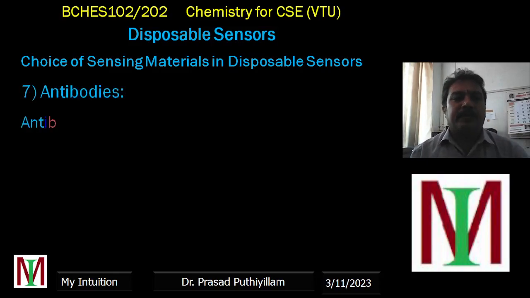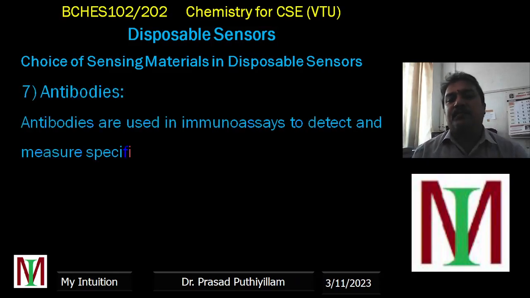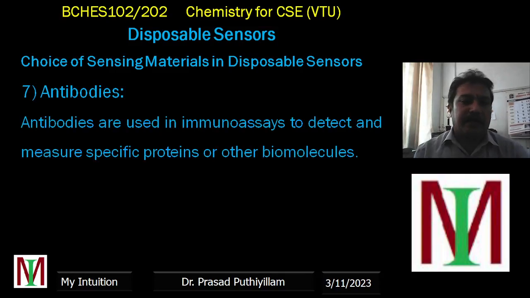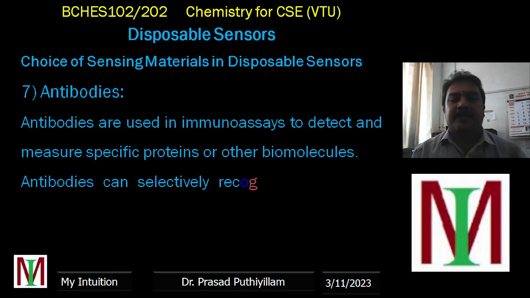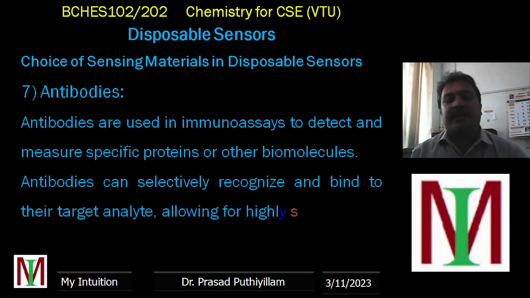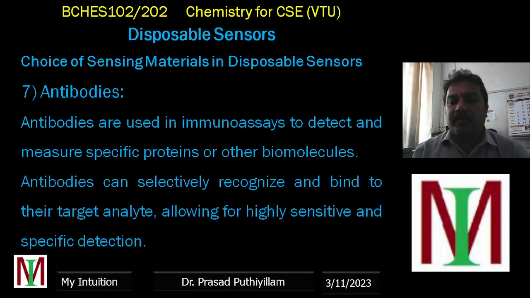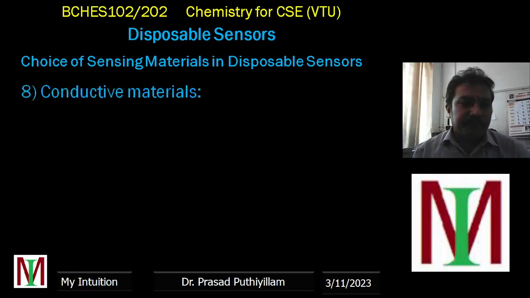Antibodies. Antibodies are used in immunoassays to detect and measure the proteins or other biomolecules present. They can selectively recognize and bind to their target analyte, allowing for highly sensitive and specific detection. That means it will go and attach to the protein molecules. Based on that attachment, it gives the signal. Therefore, antibodies are also used.